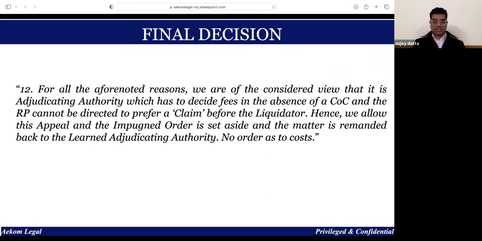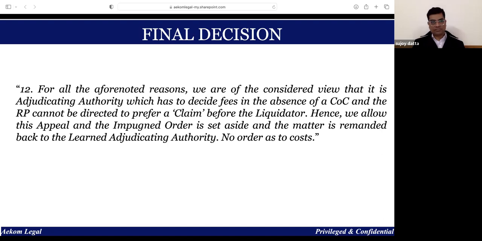So this was the conclusion in this particular judgment. Number one, the fees of an RP do not form a claim under the IBC. Second, the fee of the RP is something which falls within the insolvency resolution process cost, and that is something which only the COC will decide. Thirdly, if the COC is not there, then the NCLT must decide. And finally, the liquidator does not have jurisdiction to decide the fees of the RP. These are the important takeaways. With that, I will conclude on these three judgments.